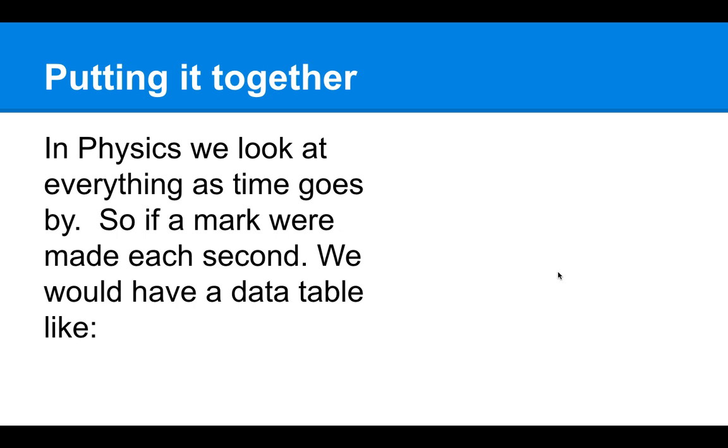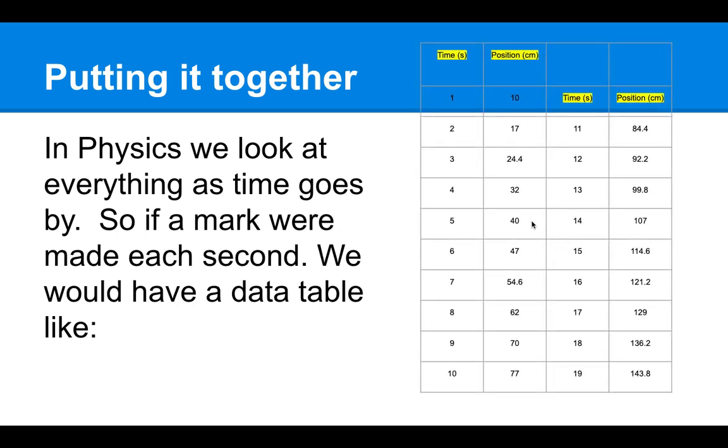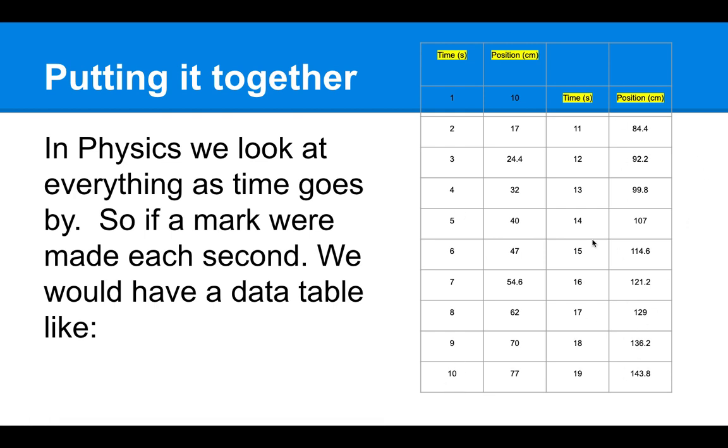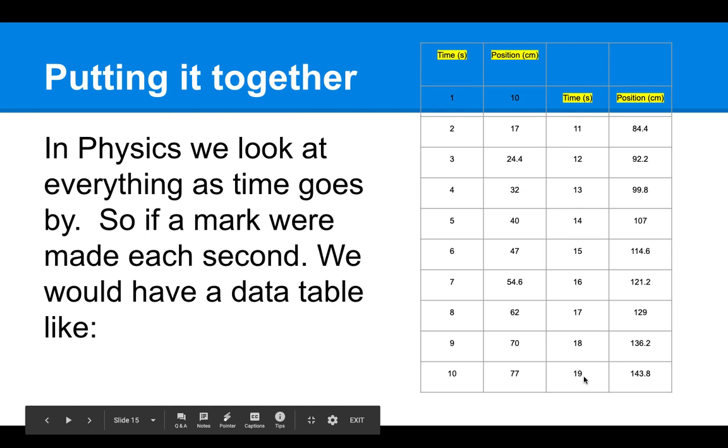Now, in physics, we would put it all together in one really long data table, and I've wrapped my data table around because it wouldn't fit all on the screen if I didn't. But what you're going to do after you write down all of those numbers, we're going to look at them as if every mark was made each second. And so the first second, their first measurement was 10, 17, 24.4, 32, and so on. And we had actually 19 measurements all the way out to 143.8.